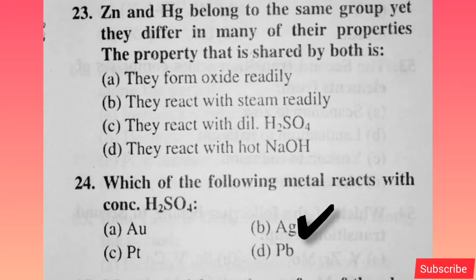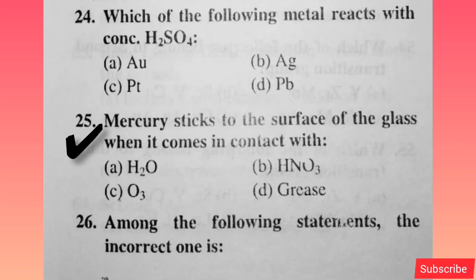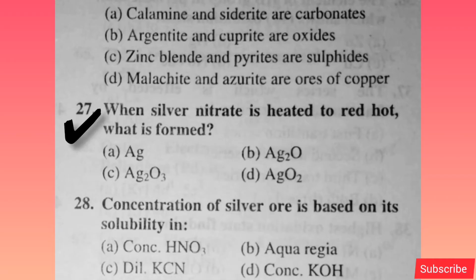Which of the following metals react with concentrated H2SO4? Option B is right. Mercury sticks to the surface of glass when it comes in contact with, option D is correct, grease. Among the following statements, the incorrect one is option B. When silver nitrate is heated to red hot, what is formed? Ag. Option A is correct. Concentration of silver ore is based on its solubility in dilute cyanide.